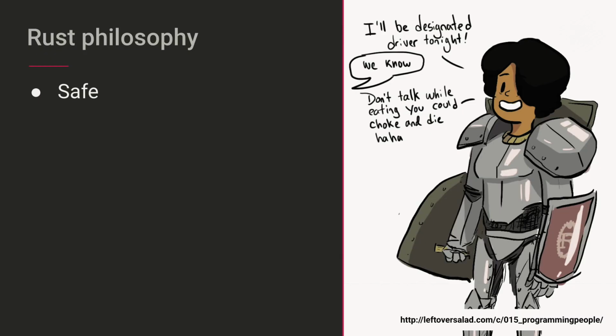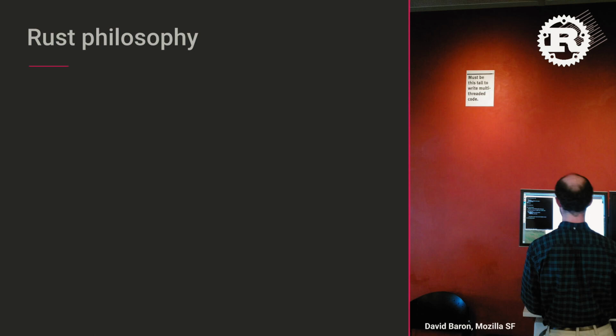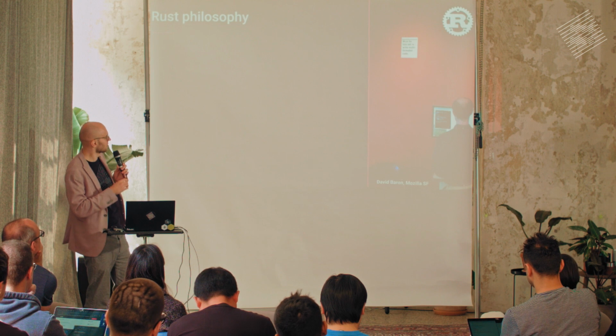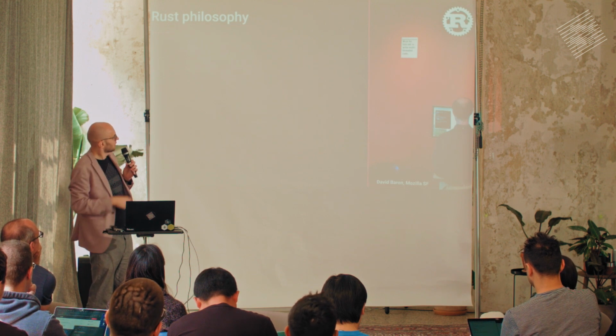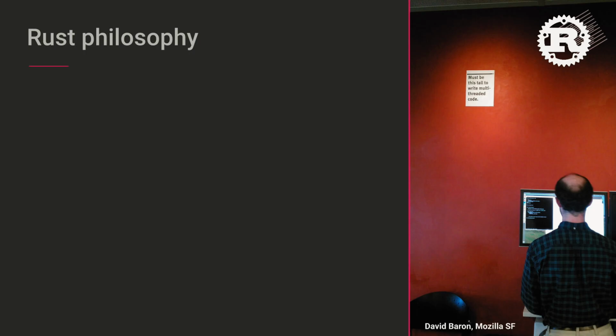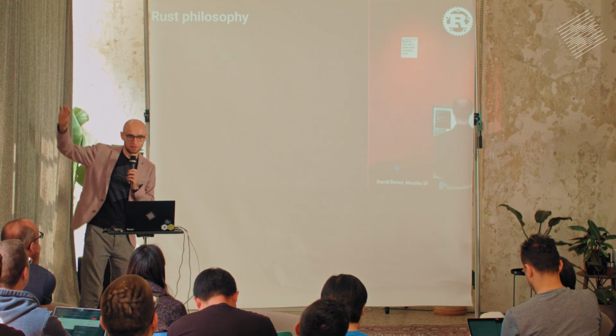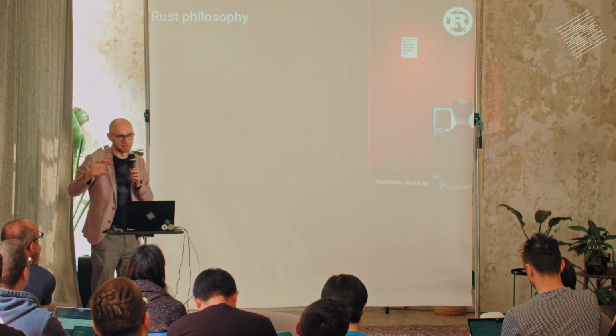So we have this motto: there's safe, concurrent, fast, the big three. You get the whole package, but at some cost. There's another picture that's cool. David Barron from Mozilla in the San Francisco office has a paper on the wall. I don't know if you can read it. It says, "Must be this tall to write multi-threaded code," which is one thing Rust excels at: writing safe multi-threaded code, where multi-threaded code is this thing that wizards do in their towers and normal mortals never touch.